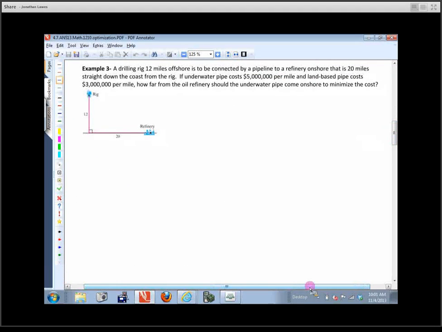So this definitely is a real life problem, and you're going to see something like this on project 2, which I need to get ready and get handed out to you, because it's kind of an interesting application here. So here's the situation that we've got.